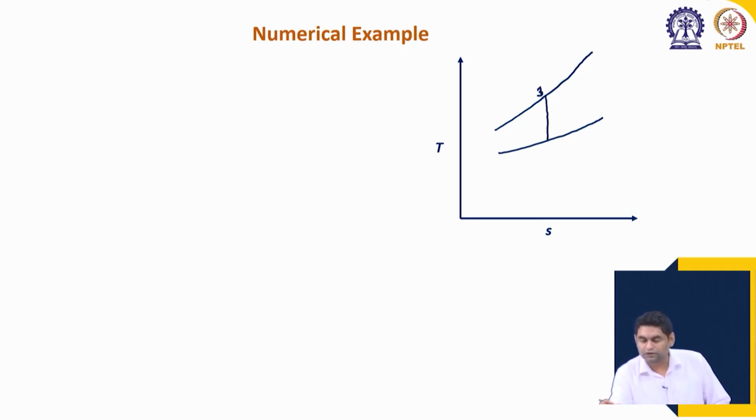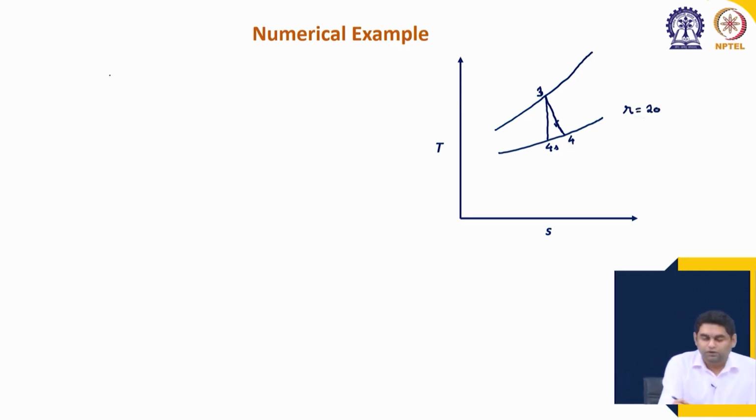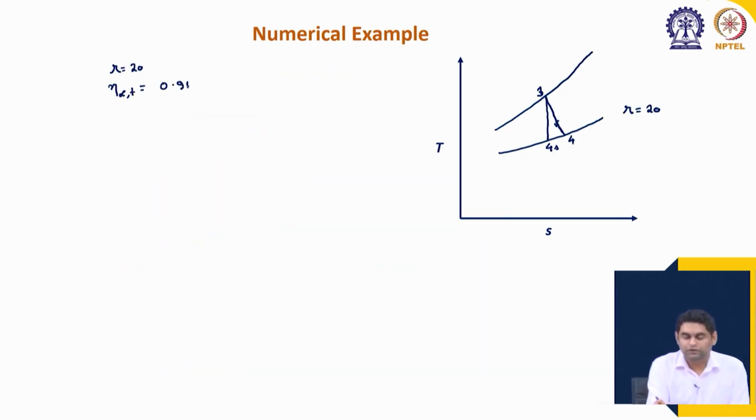So, let us say that this is 3 and this is 4s and this is 4. Okay, and now the pressure ratio is 20. Okay, new pressure ratio is 20. So, for r equal to 20, all the other conditions remain same. So, eta infinity t is 0.918, which is the polytropic efficiency.